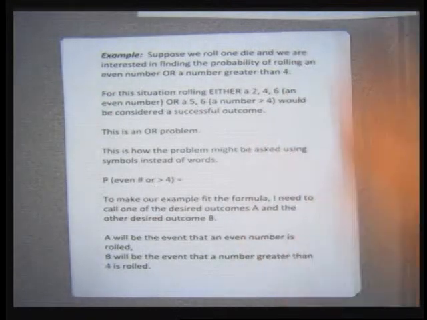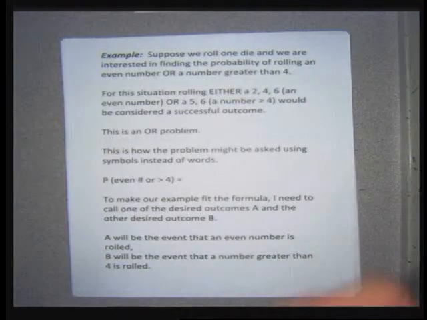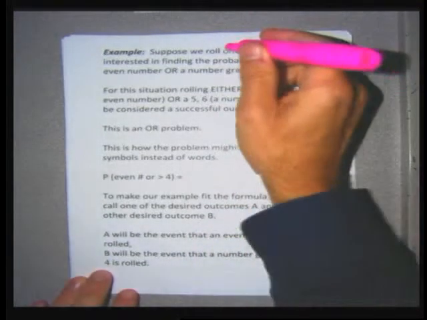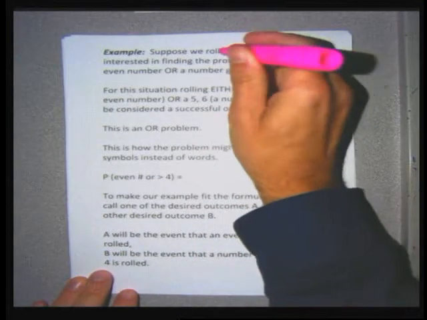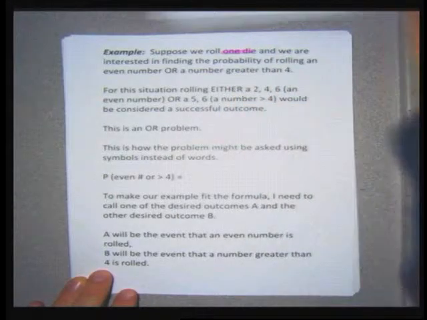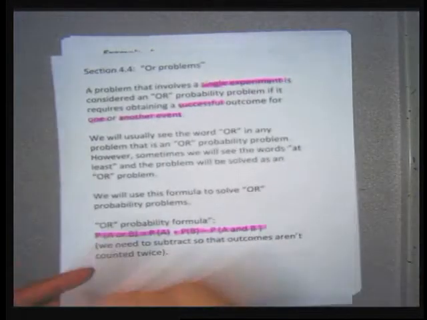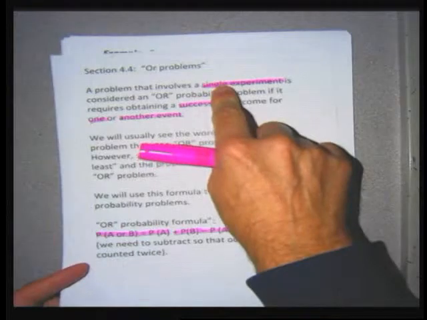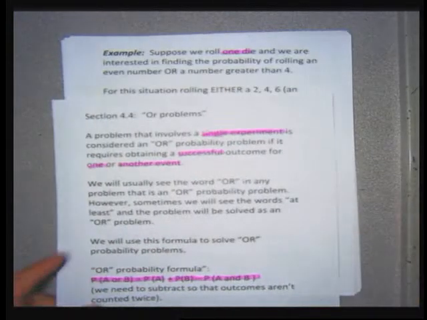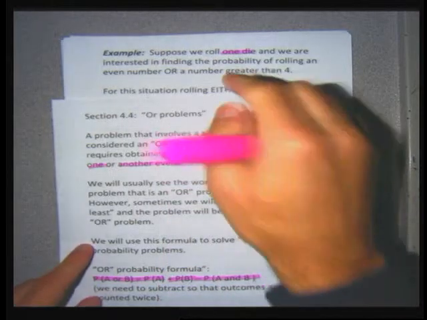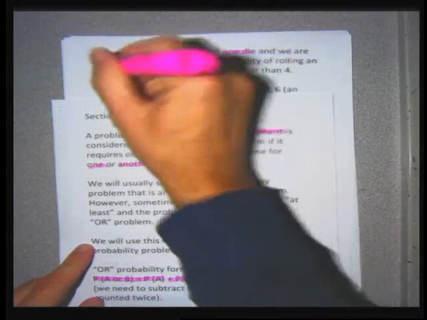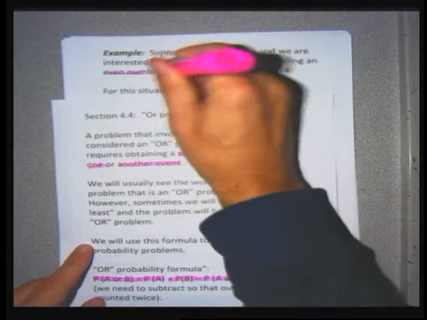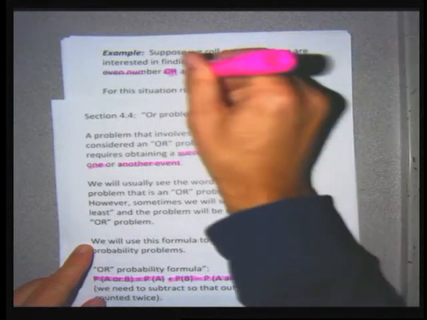So first example, suppose we roll one die. So it's just one die, rolling it one time. This is the beginnings of having the chance to be an OR problem, because in an OR problem you're doing a single experiment, and this is a single experiment. I'm rolling one die, and I'm interested in finding the probability of rolling an even number or a number greater than 4.